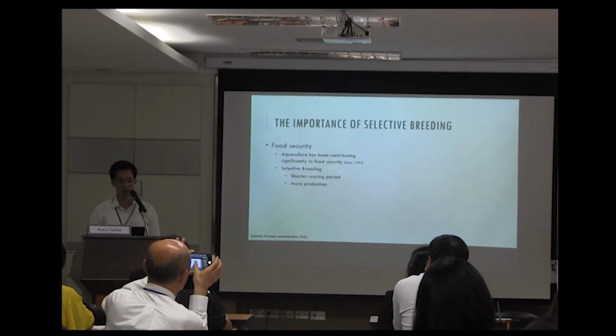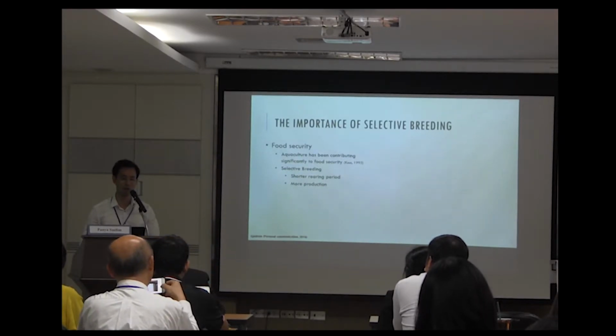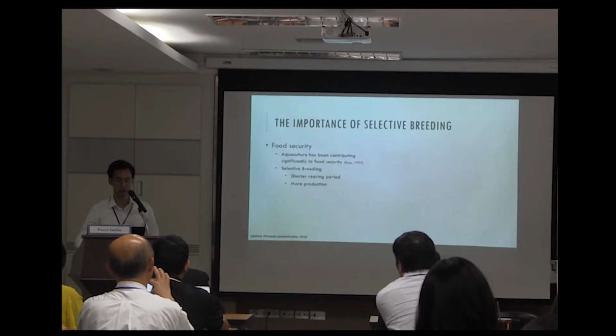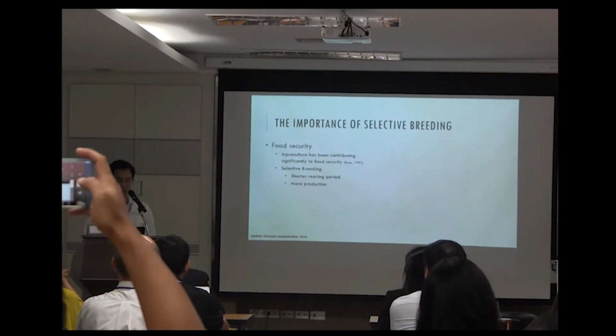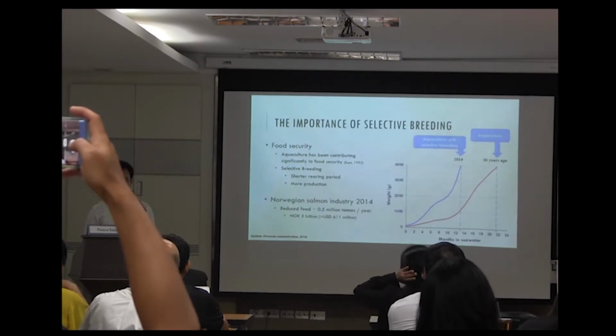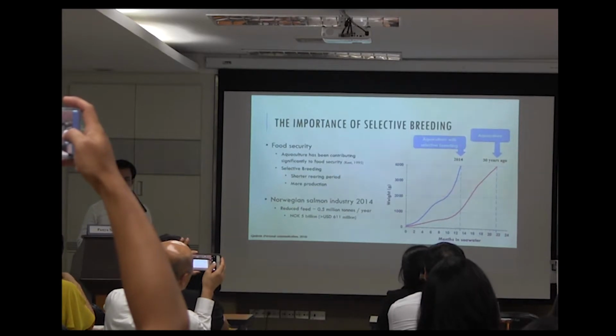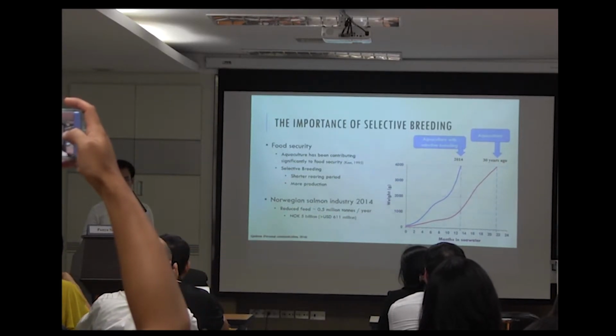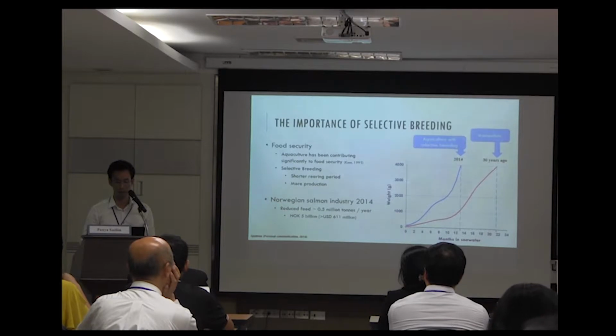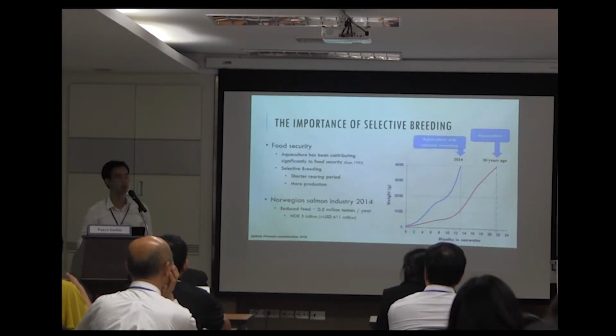The importance of selective breeding is mainly for food security. Of course, aquaculture already contributes a lot to food security today, but selective breeding can make aquaculture produce even more food. For example, if you're looking at this graph, 30 years ago, aquaculture for Atlantic salmon took about 20 to 22 months in seawater or sea cages to achieve a production of 4 kilos on average.